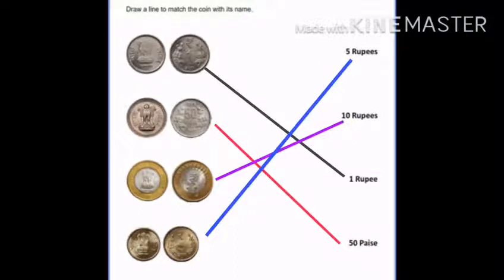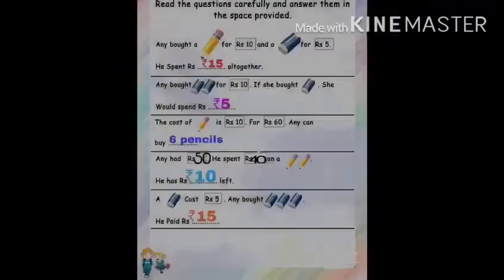Then second is 50 paise. And in B part, yes, it's in the fourth position, 50 paise coin. Then third is 10 rupees, 10 rupee coin. And in B part, yes, it's in the second position, 10 rupee coin. And the last one is 5 rupee. And in the B part, first position is 5 rupee coin.